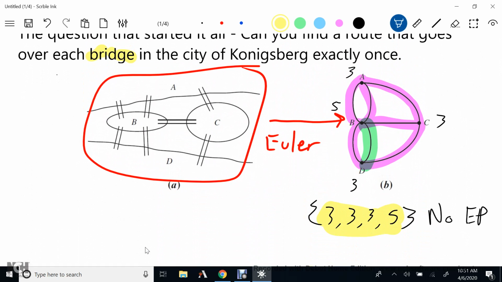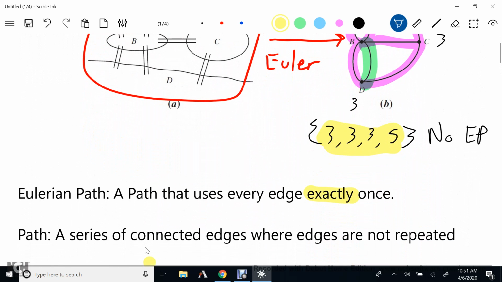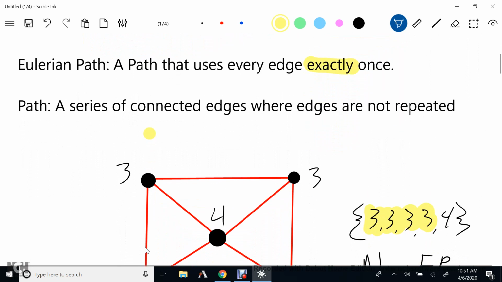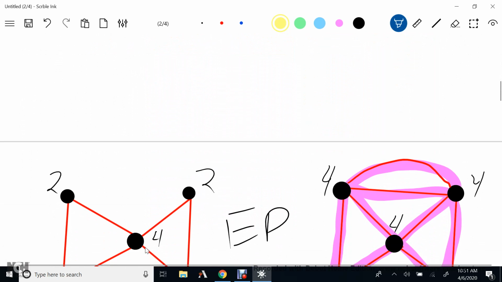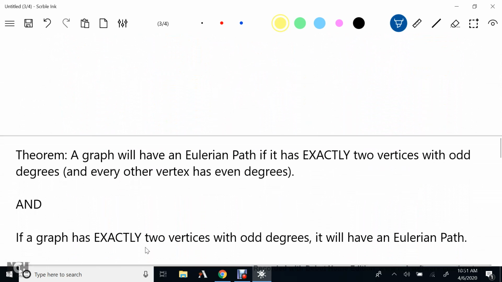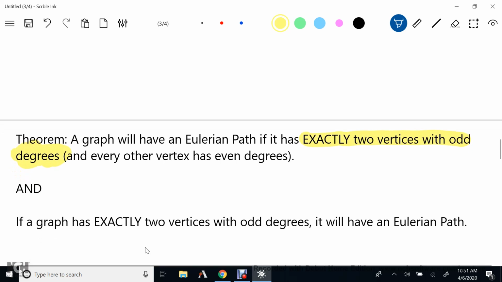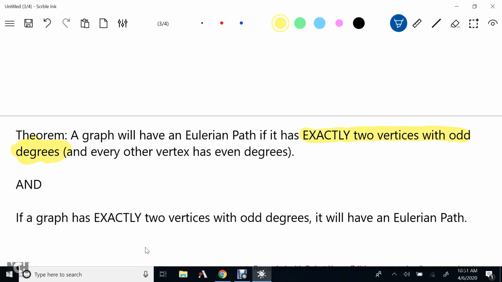And Euler came to a conclusion, and it's kind of amazing because it's really simple. In order to have an Eulerian path in a graph, you only have to have one thing be true. You have to have exactly 2 vertices with odd degrees. So here's the theorem he came up with, right? Theorem. A graph will have an Eulerian path if it has exactly 2 vertices with odd degrees. That kind of implies every other vertex has even degrees.